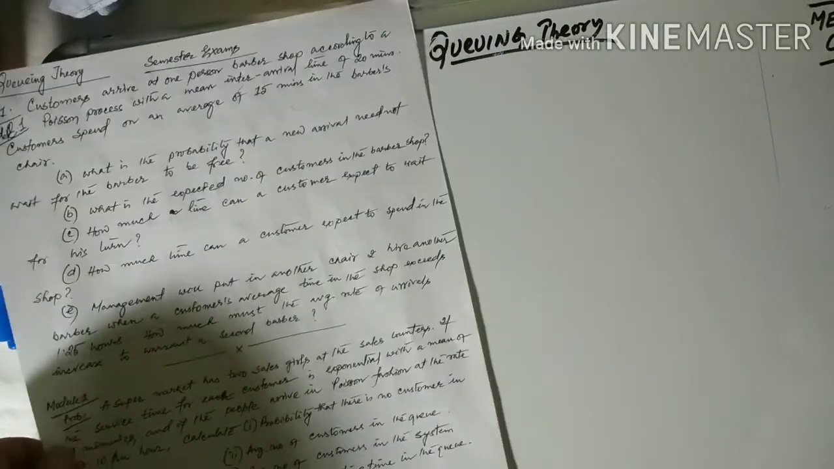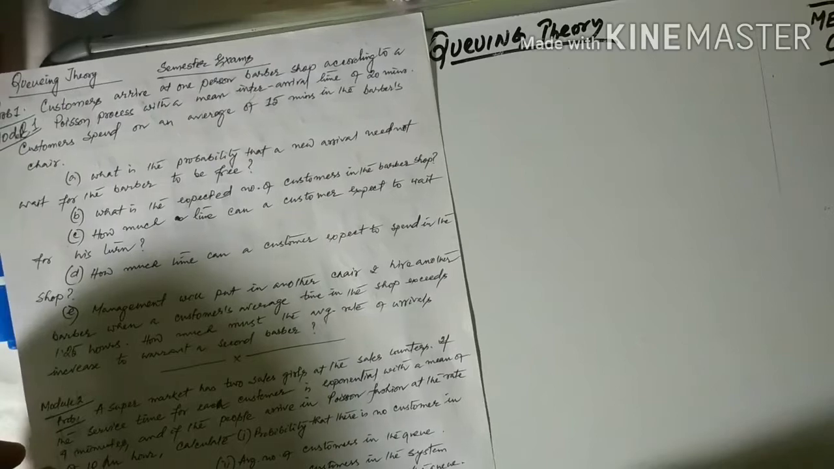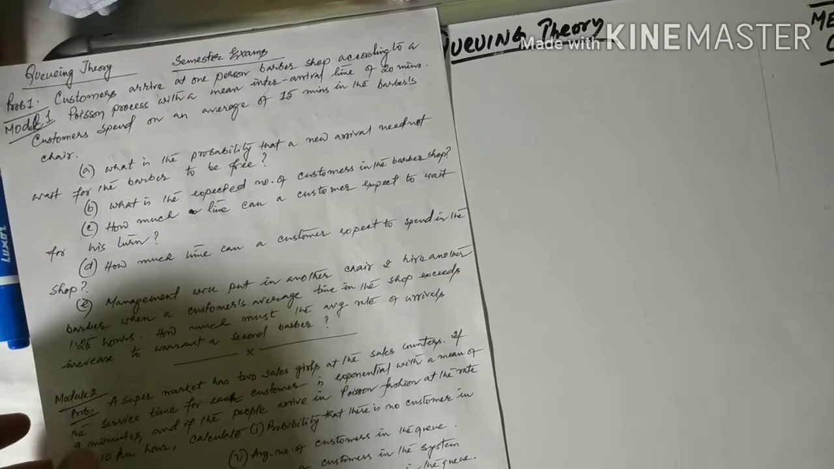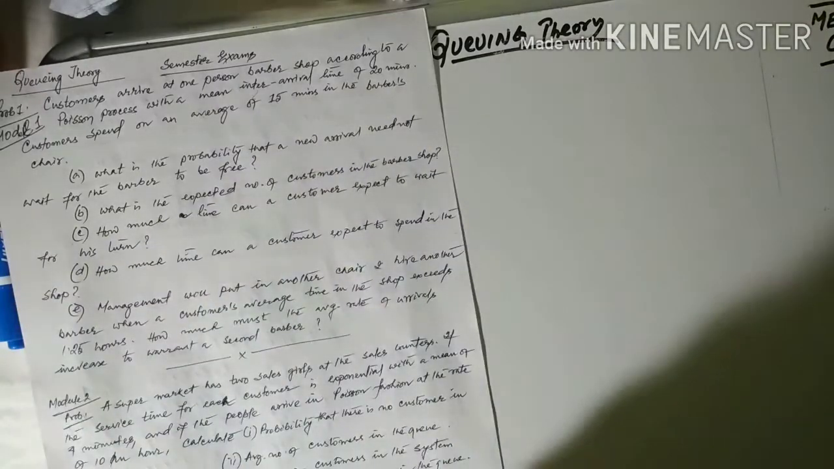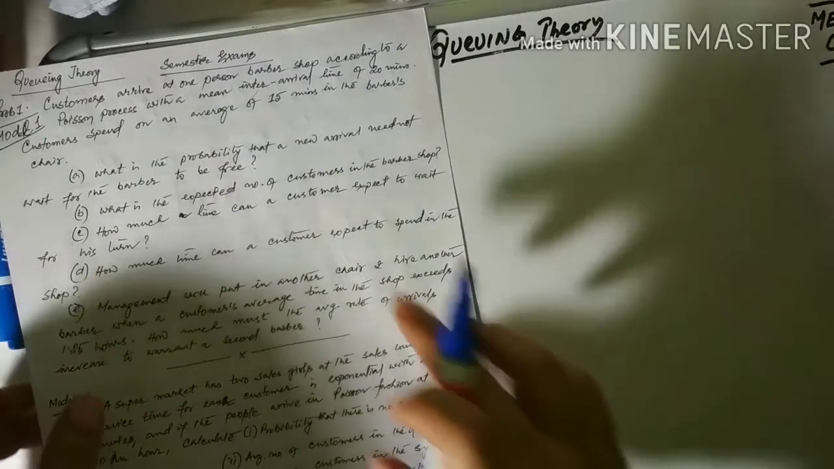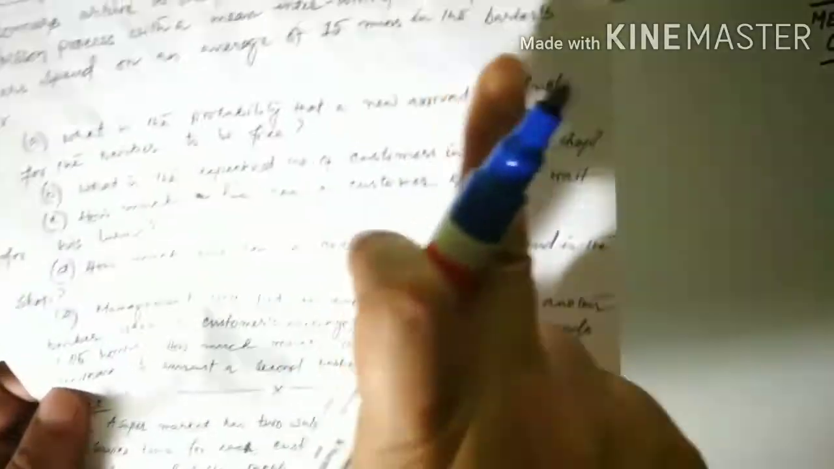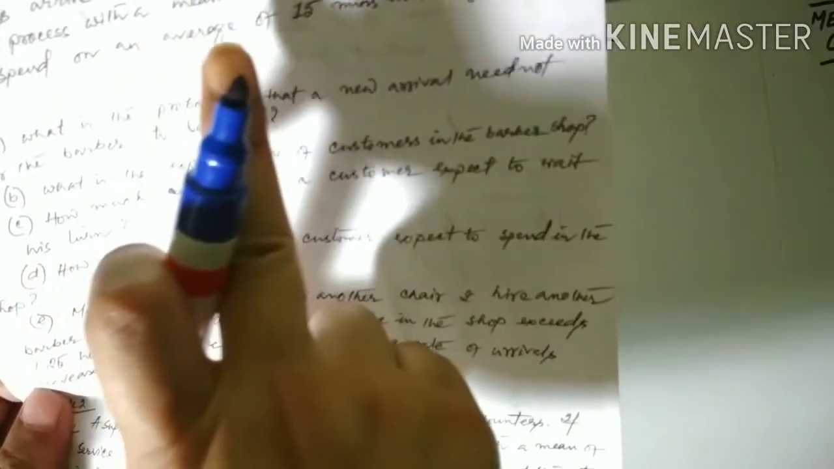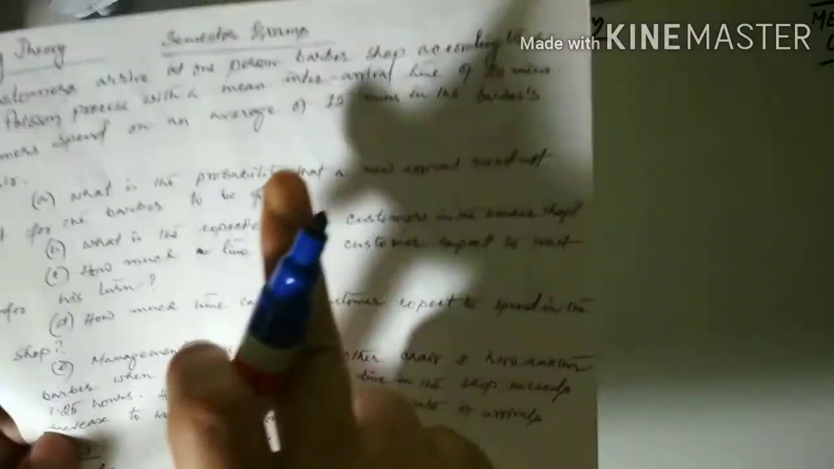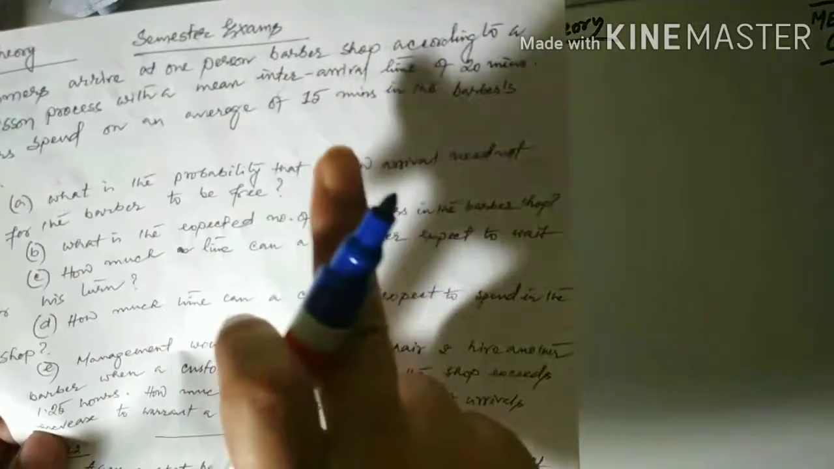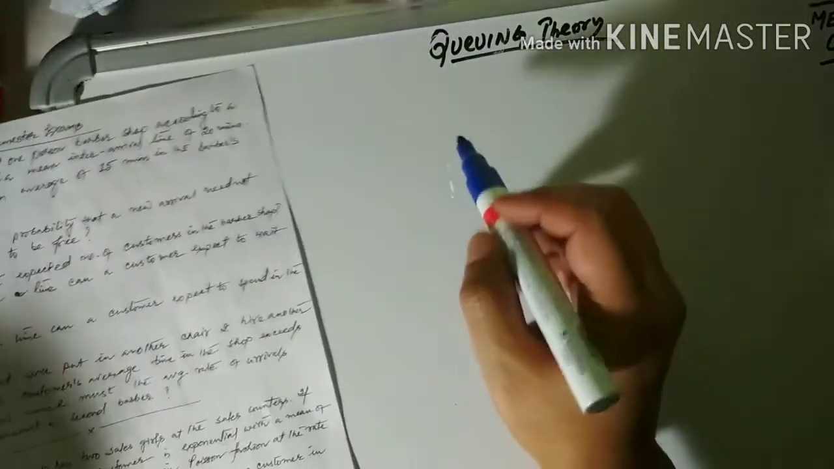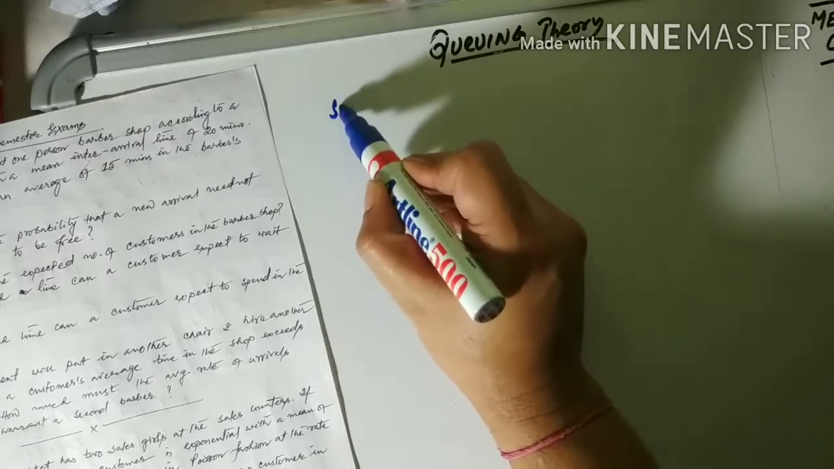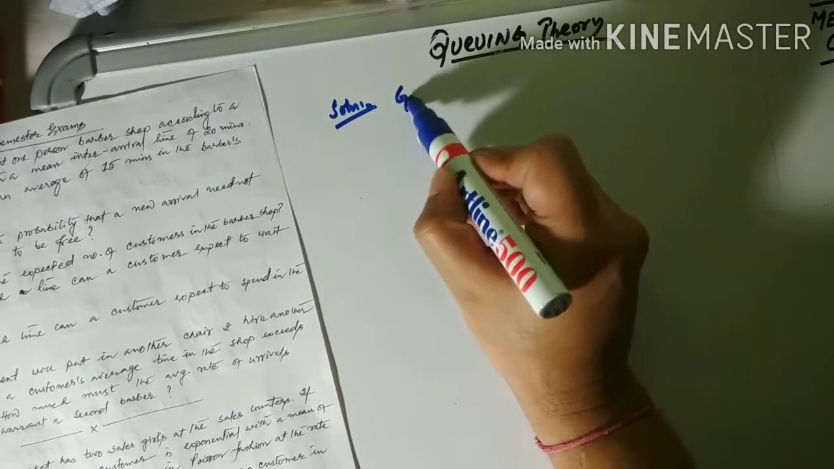So I already told you that the first step in solving a numerical in a simple, easy and faster method is to just note down the given data, what they have given. In this particular problem they have given that customers arrive at a barber shop according to a process with a mean interval arrival time of 20 minutes. So arrival time they have given. Let us solve the problem by writing the given data only.